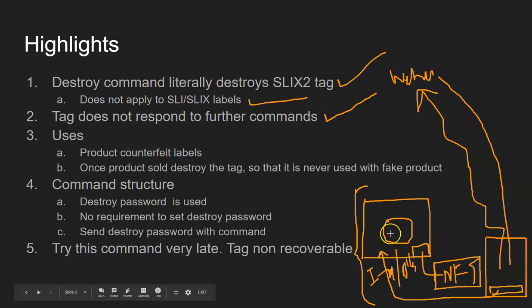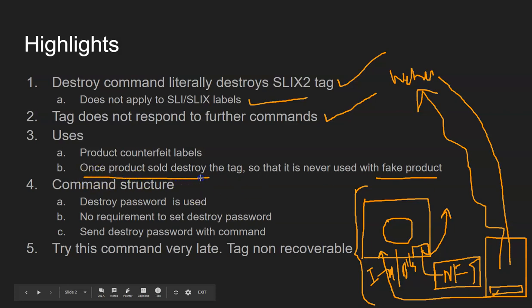Once the dealer or the retailer sells this washing machine, the label on the washing machine can be destroyed. Once it's destroyed, nobody can use this label, and nobody can place this label on some other product that could be a fake product. Okay, so I hope you understood. The destroy command has so many applications. If you just close your eyes and think, you get lots of ideas. So that's what I mentioned here.